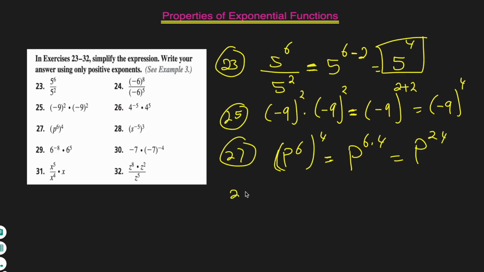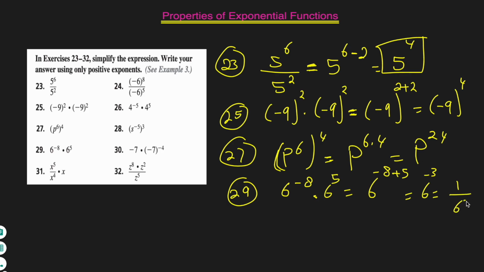Problem number 29. 6 to the negative 8 times 6 to the 5. We could just keep it all on top. We don't have to bring this down right now. And this will end up to be 6 to the negative 8 plus 5. And it will be 6 to the negative 8 plus 5, which is negative 3. And to keep our answer in a positive format, we have to bring this down. So this will be 1 over 6 to the 3.